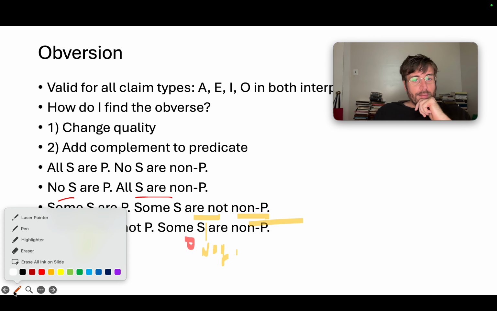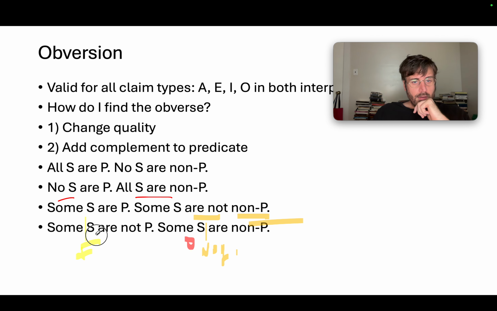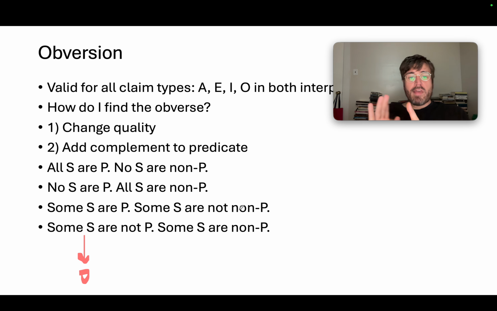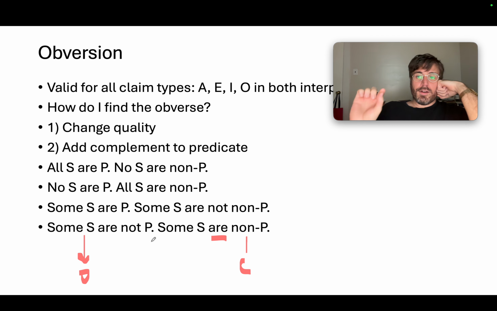If we look at this one, some S are not P. The obverse of some S are not P becomes some S are non-P. So again, ask yourself about the initiating sentence, what kind of proposition is it? This is an O proposition, a particular negative. To find the obverse, we switch the quality. The negative becomes affirmative. Some S are. And then we add the complement, non-P. These are logically equivalent. Some S are not P is logically equivalent to some S are non-P.